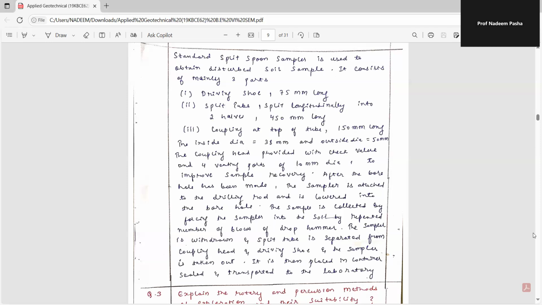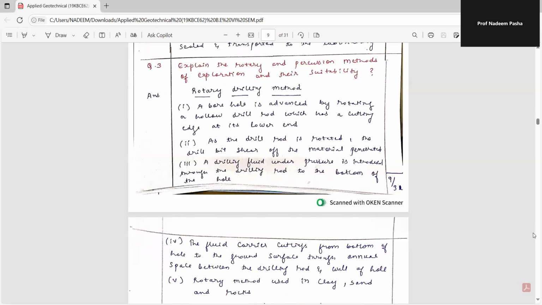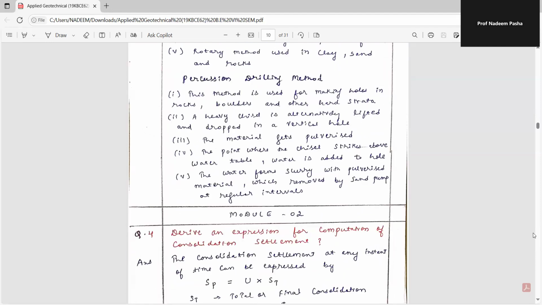Explain the rotary and percussion methods of exploration and their suitability. Rotary drilling method: a borehole is advanced by rotating a hollow drill rod which has a cutting edge at its lower end. As the drill rod is rotated, the drill bit shears off the material penetrated. A drilling fluid under pressure is introduced through the drilling rod to the bottom of the hole.